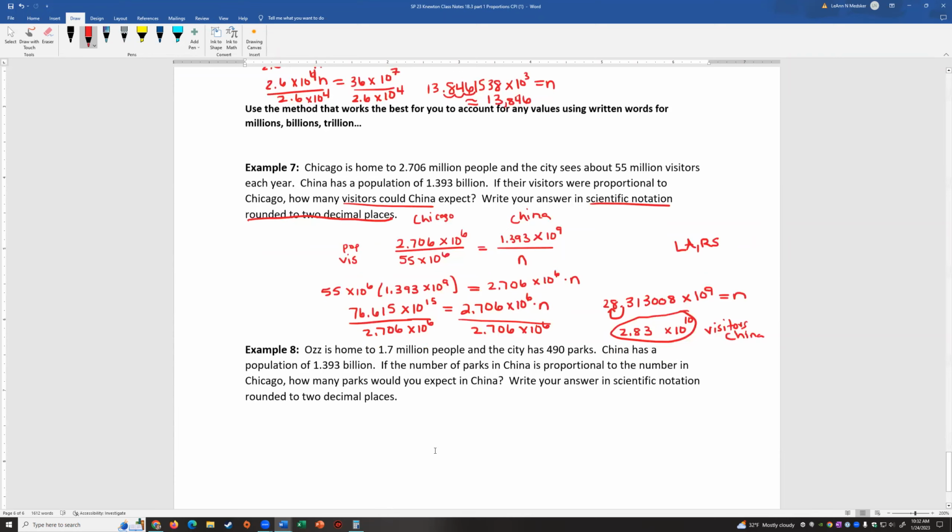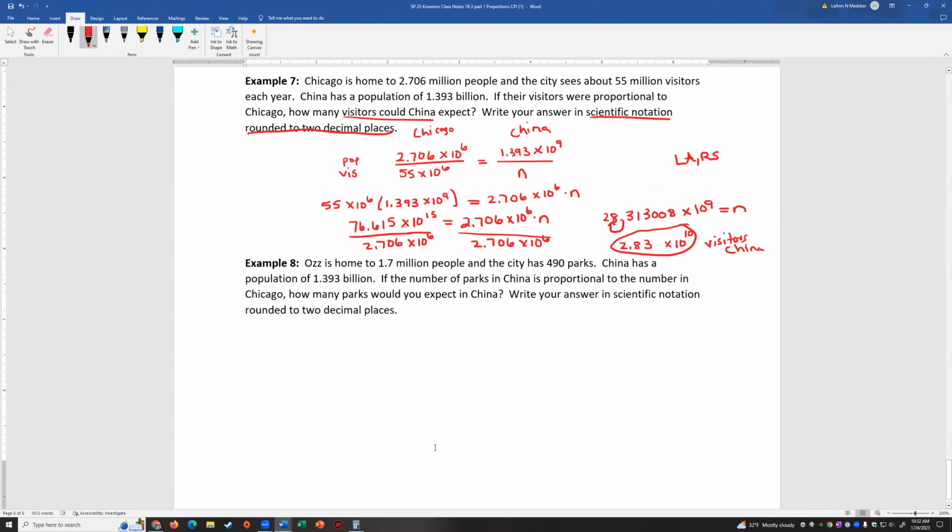All right, and then the last one for this section. Oz is home to 1.7 million people and the city has 490 parks. Again, China has a population of 1.39 billion, so not matching in units. If the number of parks in China is proportional to number in Oz, that should say, I guess we didn't change the wording, how many parks would you expect in China? Okay, so again, scientific notation to 2 decimal places. Make sure you read your directions.